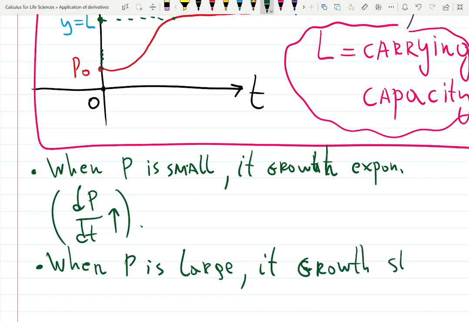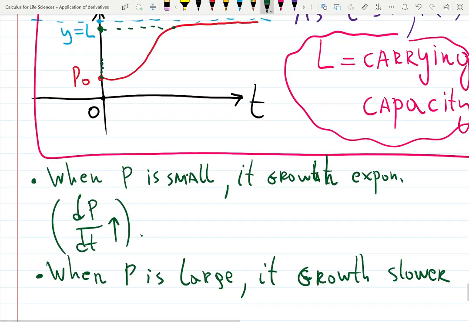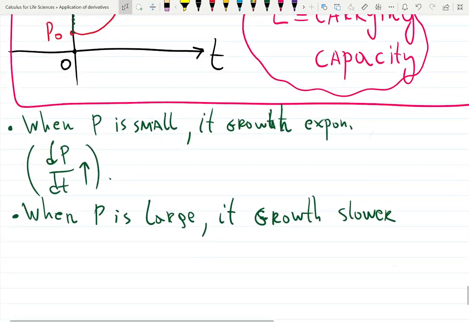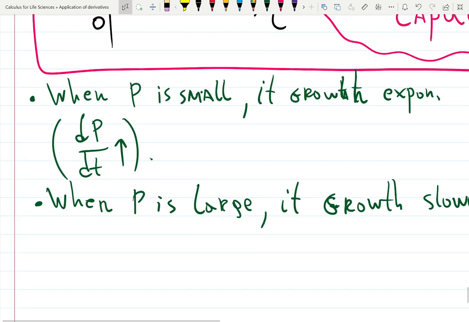Growth slower. And that's why we taught you concave up and concave down cases, because it's exactly the second derivative that matters here. First derivative is positive. First derivative still positive but decreasing means second derivative is negative, the sad face, if you remember. It's growing slowly, so the derivative is going down now.